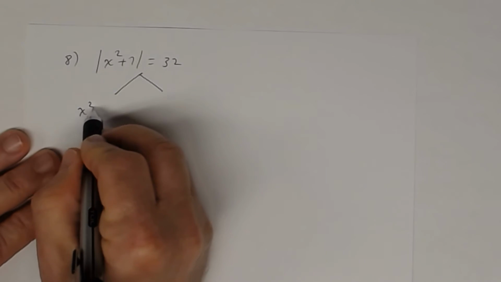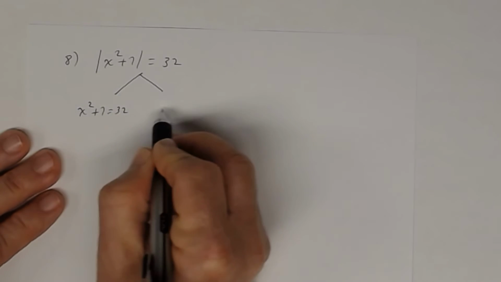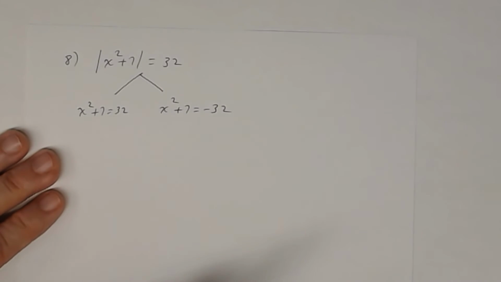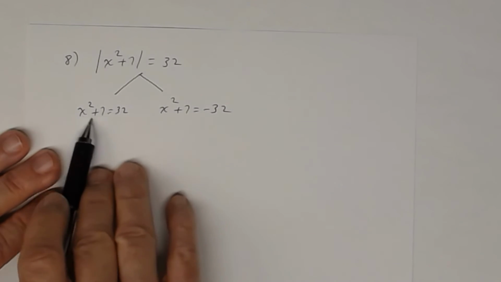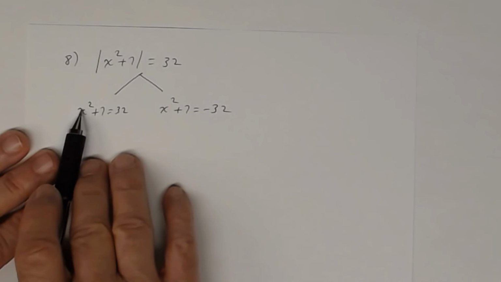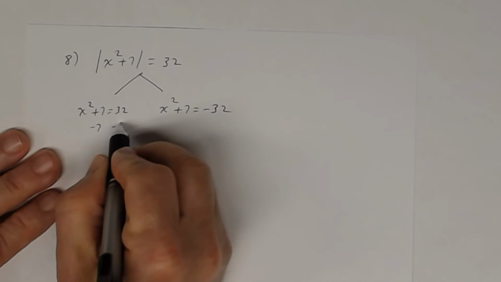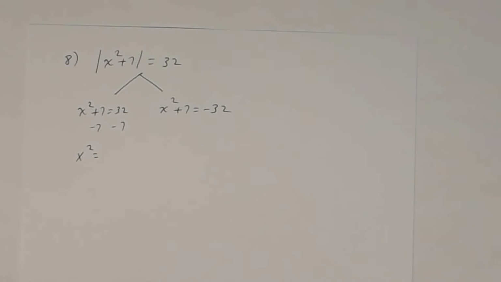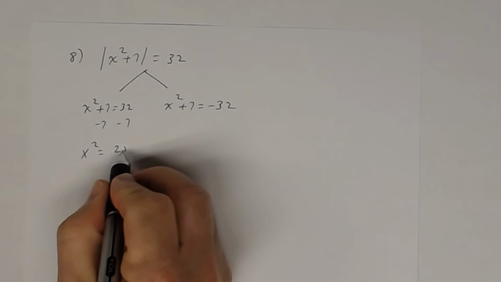so let's go ahead and separate them now. So I have x squared plus 7 equals 32. X squared plus 7 equals negative 32. Okay? So let's look at this quadratic equation right here. I'm going to get x squared by itself, so I'm going to subtract 7 from both sides. And so I get x squared equal, and then 32 subtract 7 will give you 25, right?